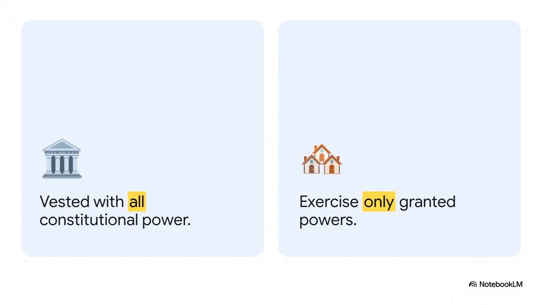And as you'd imagine, this creates a really specific, almost top-heavy power dynamic. While the central authority is vested with all that constitutional power, the local governments only get to exercise the specific powers granted to them by that center. And here is the absolutely crucial takeaway. Those local governments can be altered or even completely abolished by the central government at any time. They exist entirely at the absolute mercy of the central authority.